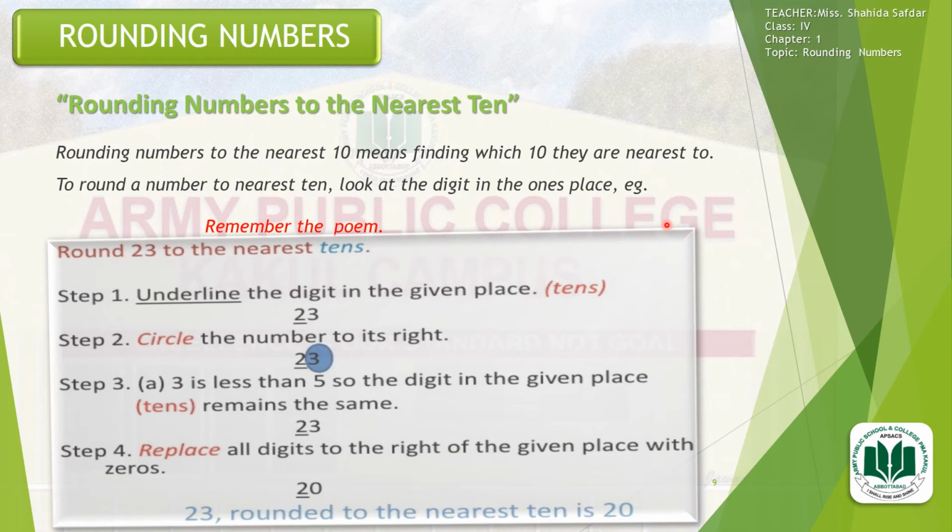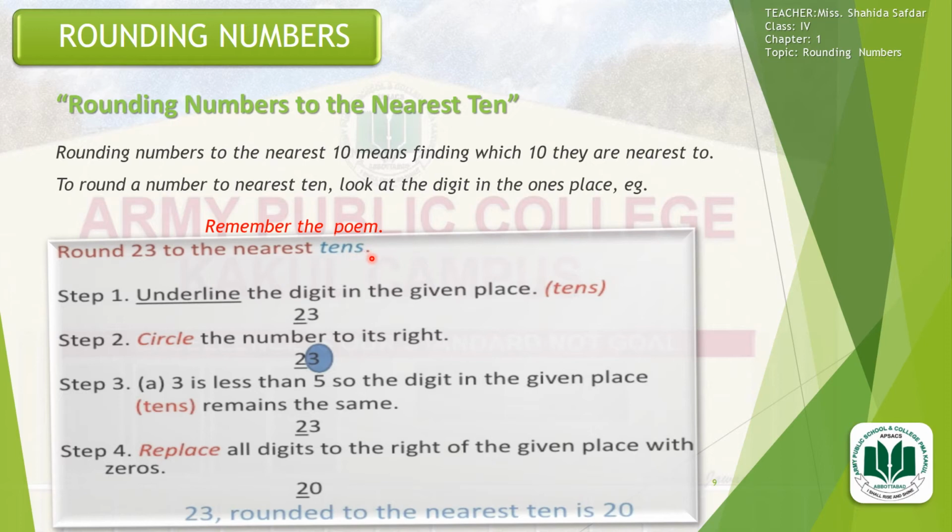That is, the lower value of 10 for 13 is 10 and the higher value of 10 for 13 is 20. My dear students, to round a number to nearest 10, we have to look at the digit in the ones place. Now, here is an example: round 23 to nearest tens.